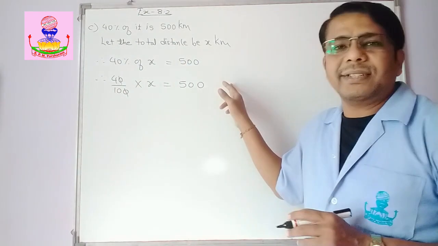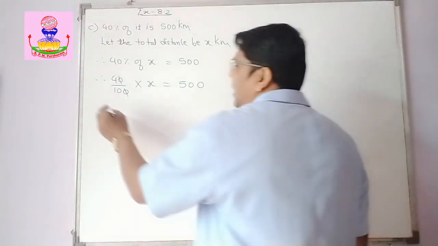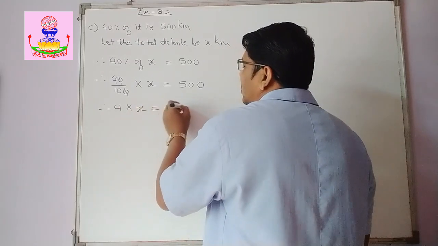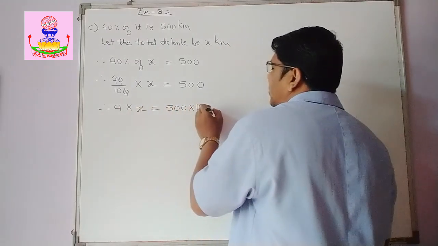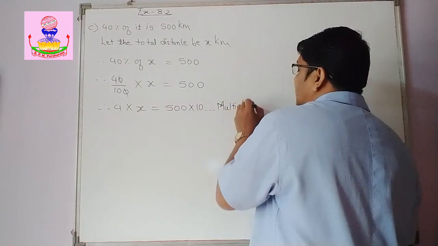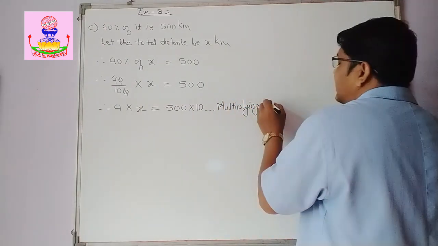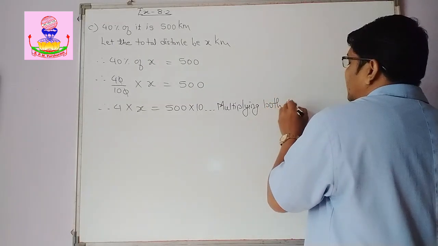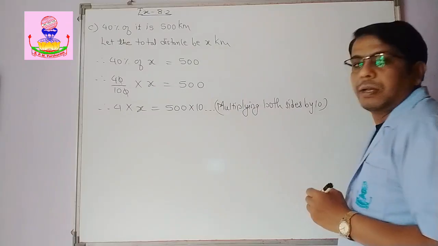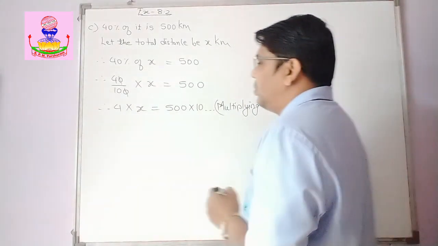Okay. Now, so 1 zero will get cancelled here. That's it. Now take this side. So this 10 comes to this side. So it will be in multiplication. So multiply both sides by 10. So 4 into x, that is equal to 500 into 10. So what I did? Multiplying both sides by 10.